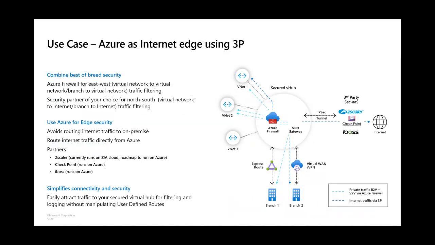Right, so this is the use case where you are planning to use a virtual WAN hub, and you're looking to use third-party security as a service. As you can see over here, all your traffic between VNet to VNet or VNet to branch will go through your Azure Firewall. But anything going to the internet, you can forward to your third-party solution. In this case, you can have Zscaler, Checkpoint, and iBoss. It simplifies connectivity because you do not have to create any user-defined routes, which you typically do when you don't use virtual WAN. All that routing is automatic or dynamic, and the traffic goes straight to your third-party solution.